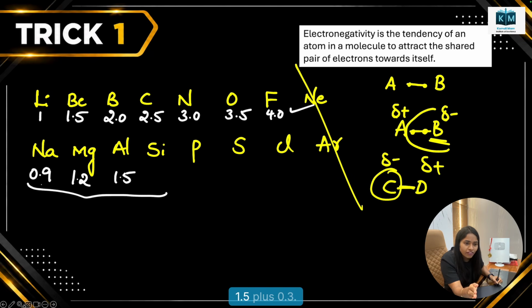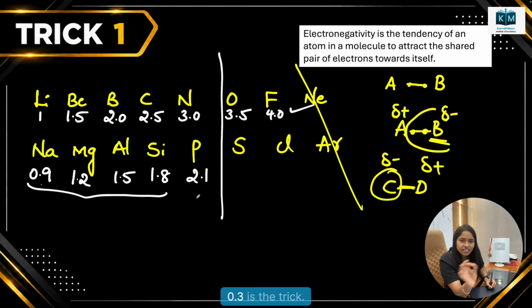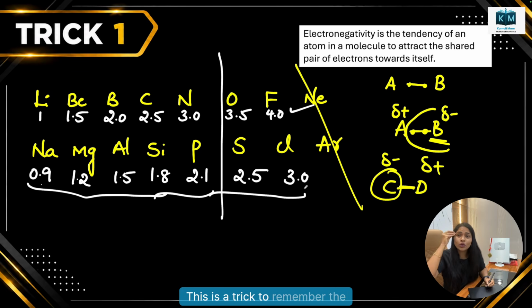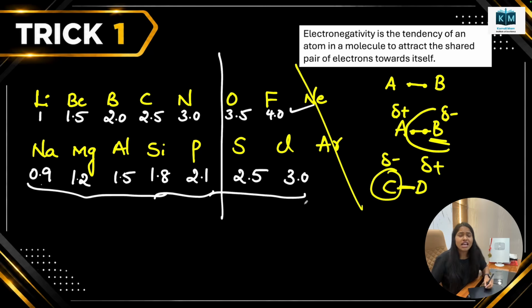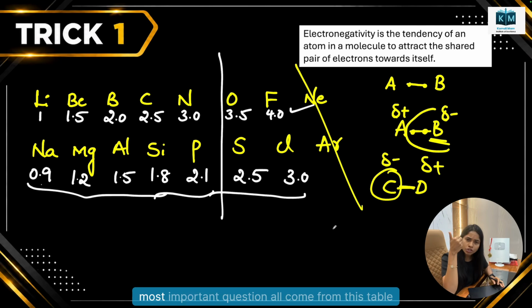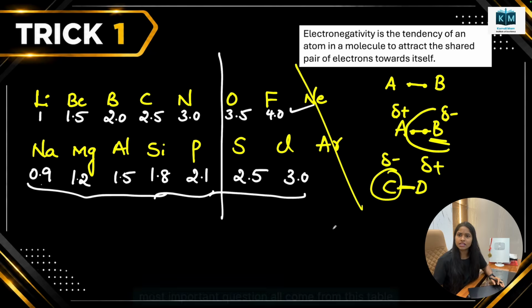Okay, 1.5 plus 0.3, how much? 1.8. You are thinking, no? Yes. Next, 2.1. Until here, 0.3 is the trick. Here, just add 0.4, you will get 2.5. Add 0.5, 3. This is the trick to remember the different electronegativities. Most important questions all come from this table itself.